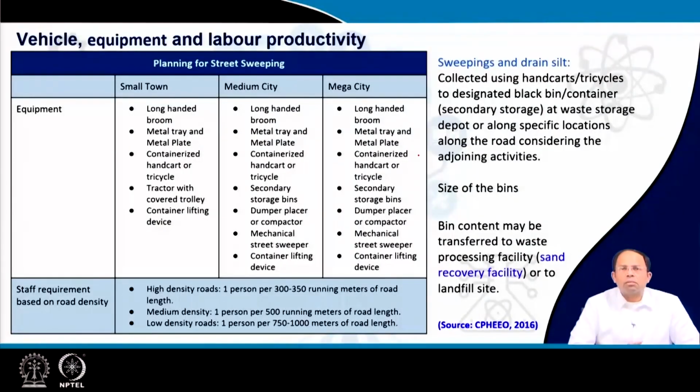Now, these are suggestions for preparation or procurement of equipment, or how many staff you require for different kinds of cities. You can see over here staff. First, let us start with staff requirement based on road density. This is given by the CPHEEO manual. It says that for high density roads, we require around 1 person per 300 to 350 running meters of road length. For cleaning around 350 meters of road, you require 1 person per day. For medium density roads, a person can cover around 500 running meters. And for low density roads, around 1 kilometer of road could be covered by 1 person.